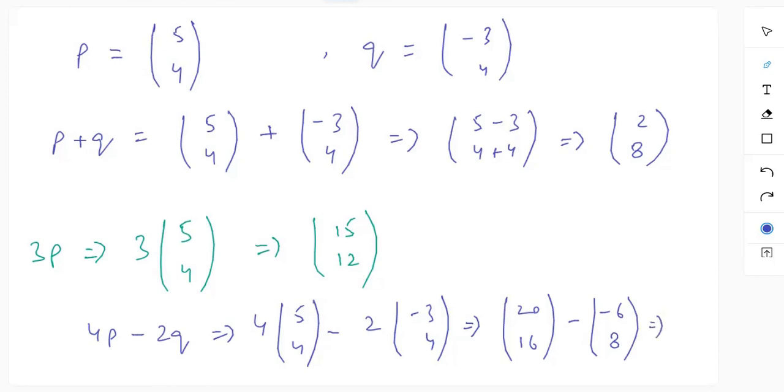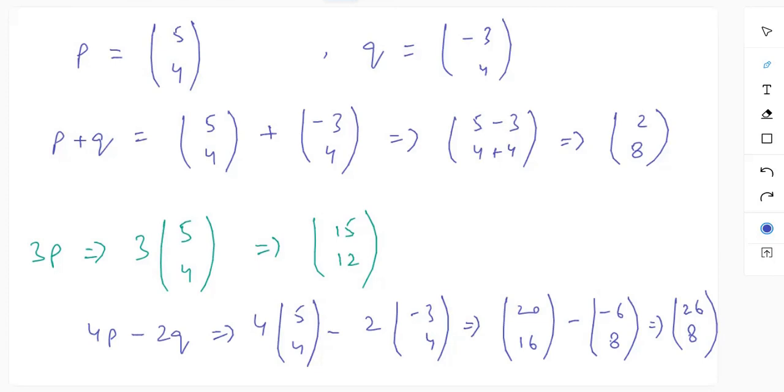अब ये आपने subtraction कर देनी है. Subtraction कैसे होएगी? 20 minus minus 6. 20 minus minus 6, that means 20 plus 6, which becomes 26. And 16 minus 8, that becomes 8. So this is the result. This is 4p minus 2q, that's 26 and 8. So that's how you do simple calculations on vectors like this, addition, subtraction, and things like that.